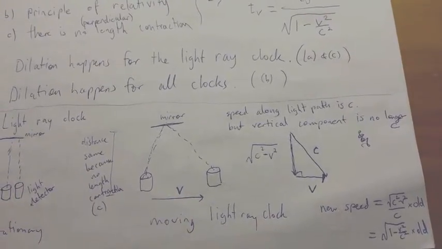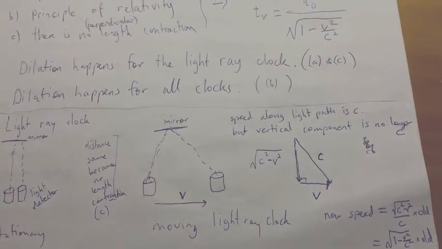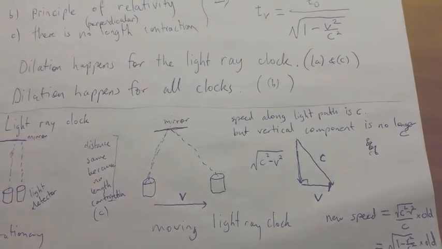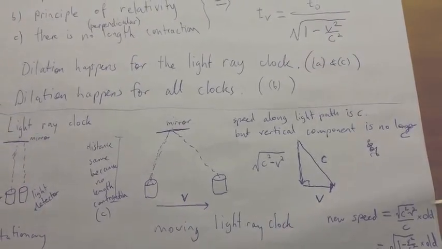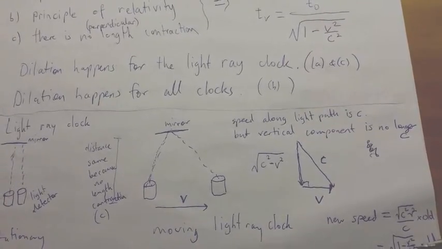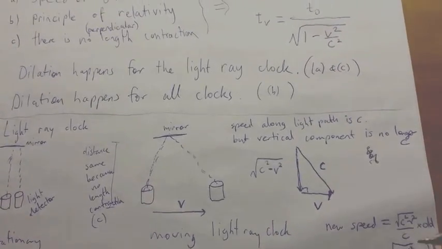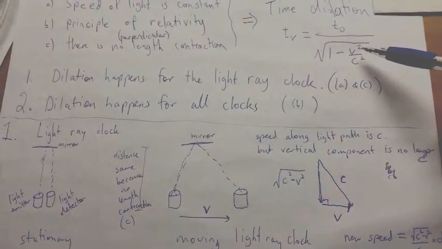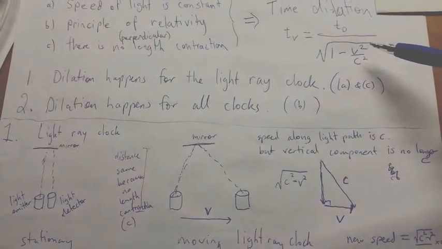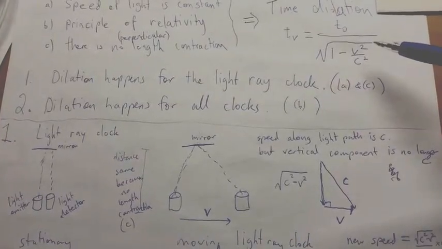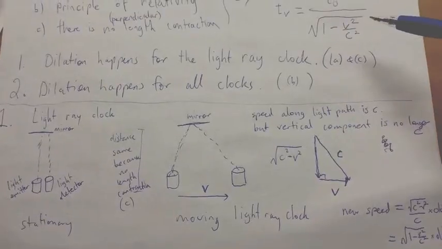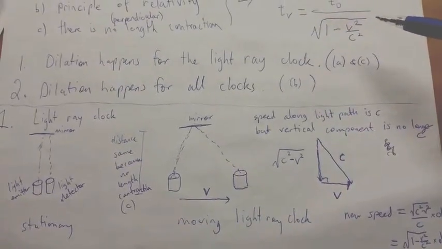And since time is distance over speed, the new time we'll get will just be the old time divided by this, and that's exactly the time dilation formula. Okay. So this is the longer, I think, but easier part of this demonstration.